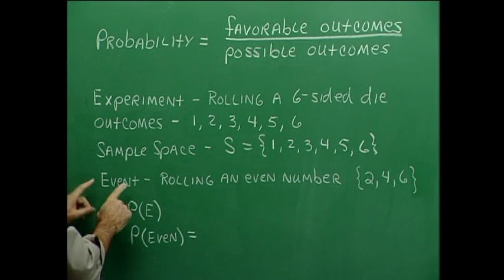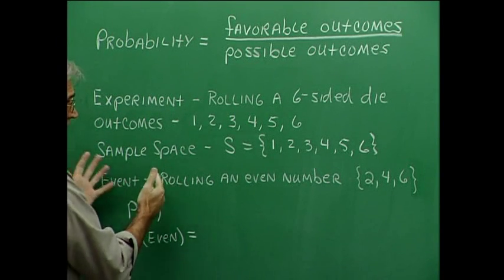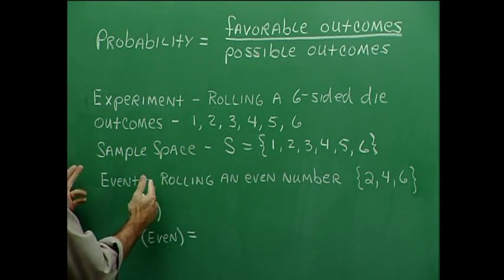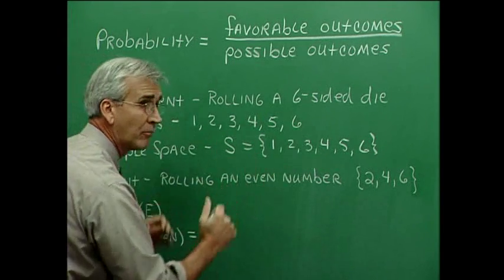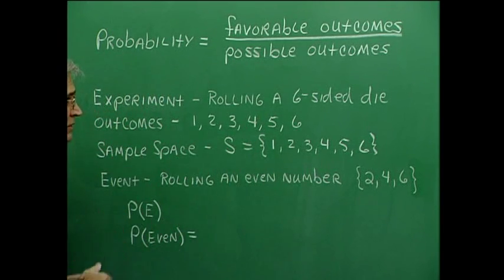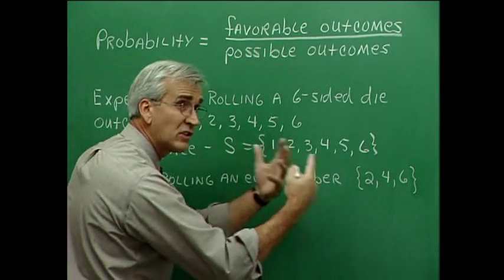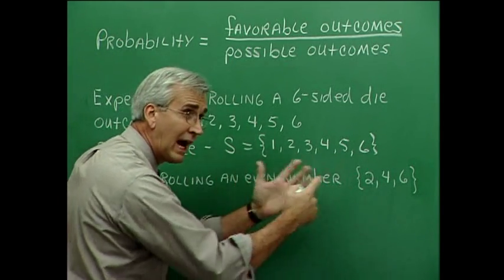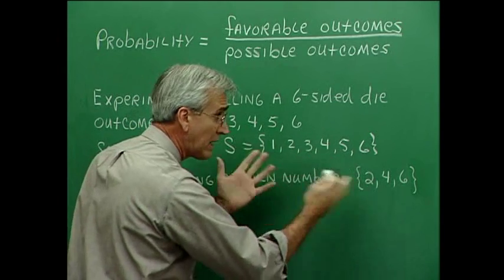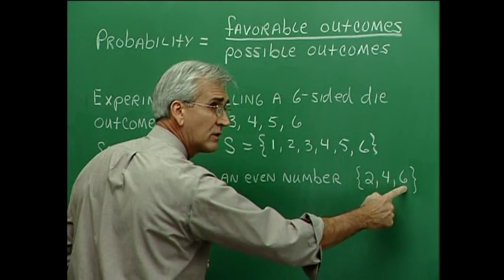Okay, an event is always a subset of the sample space. It's kind of like rolling an even number when we talk about this kind of situation. Now, even numbers, we could assign a set to it. We could write the items that are possible for even numbers. It'd be 2, 4, and 6.